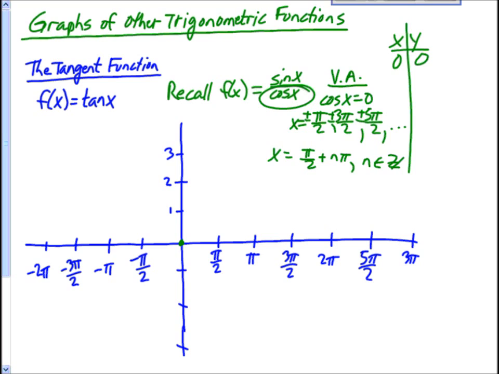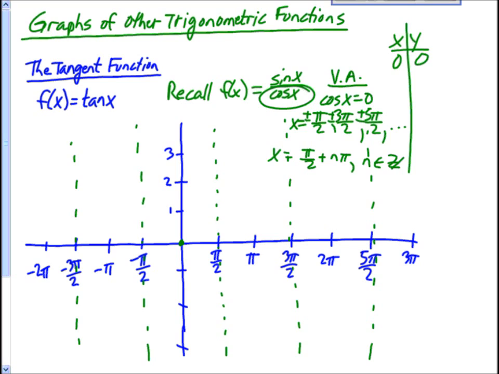So let's put those vertical asymptotes on there. The first one was x equals pi halves, so you're going to be undefined there. Next one is x equals 3 pi halves, you're going to be undefined there. 5 pi halves, and so on. Let's go negative pi halves, negative 3 pi halves, negative 5 pi halves, and so on, okay?